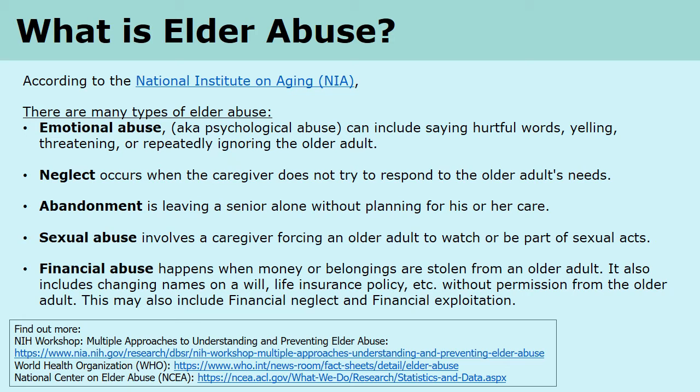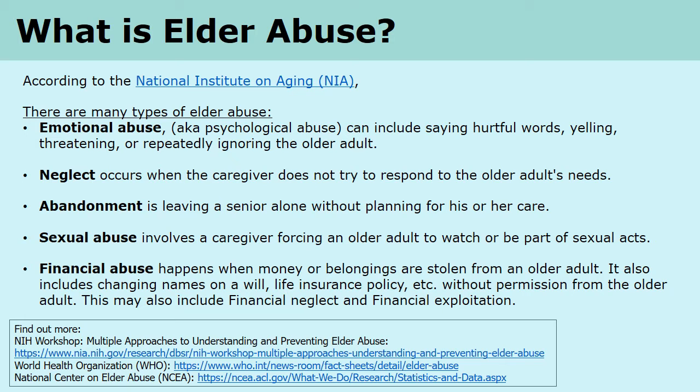What is elder abuse? It's important to define elder abuse so that you understand the terminology, again, which will play into the search terms you use to obtain data on elder abuse. NACDA is funded by the National Institute on Aging. Therefore, we sought the definition of elder abuse from the National Institute on Aging. And according to NIA, there are many types of elder abuse.